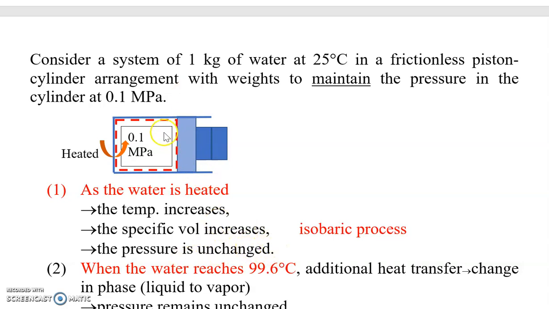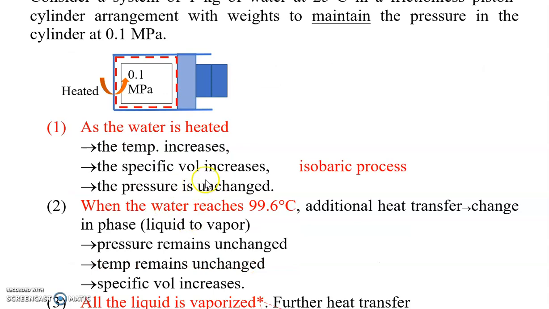It's an isobaric process. Now when the water is further heated, it reaches 99.6 degrees C or about 100. Additional heat transfer will change some of that liquid into vapor. The pressure remains unchanged because the piston is free to move. The temperature remains unchanged, but the specific volume increases because the piston is moving outwards.